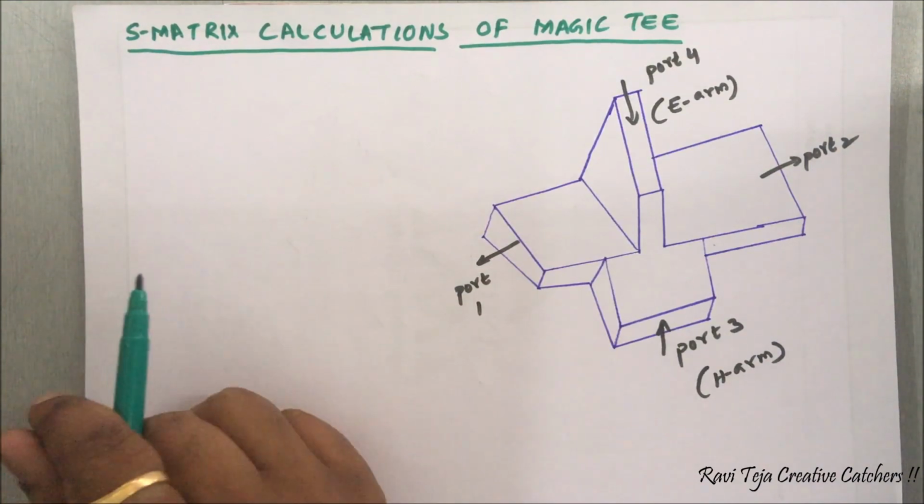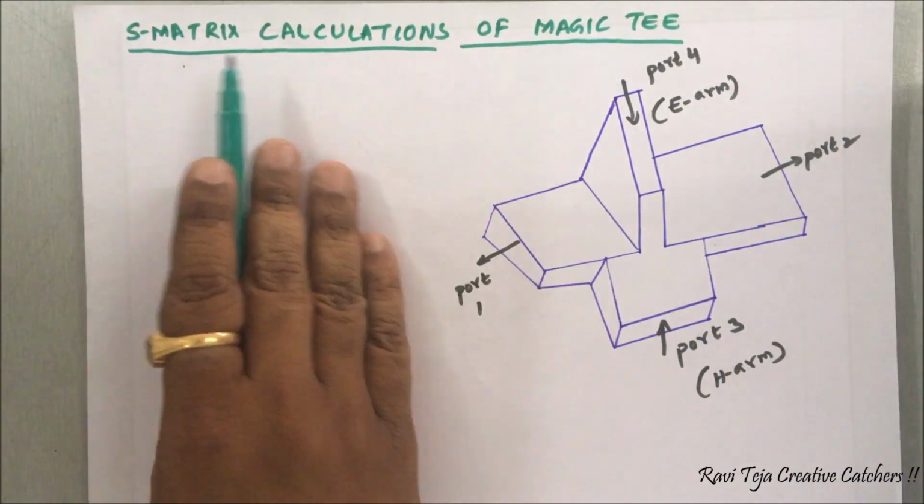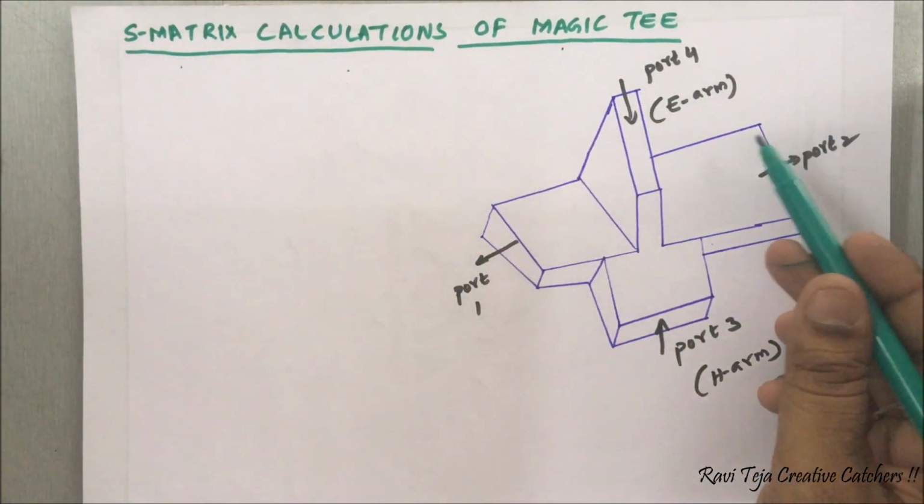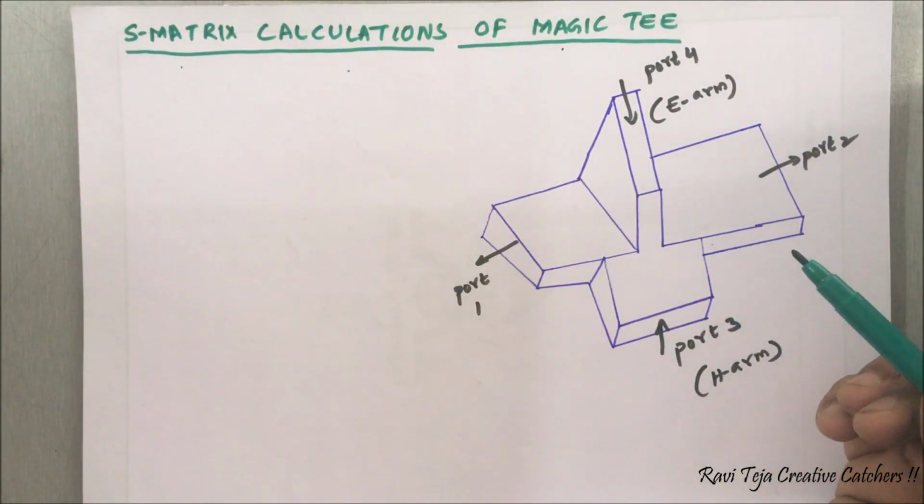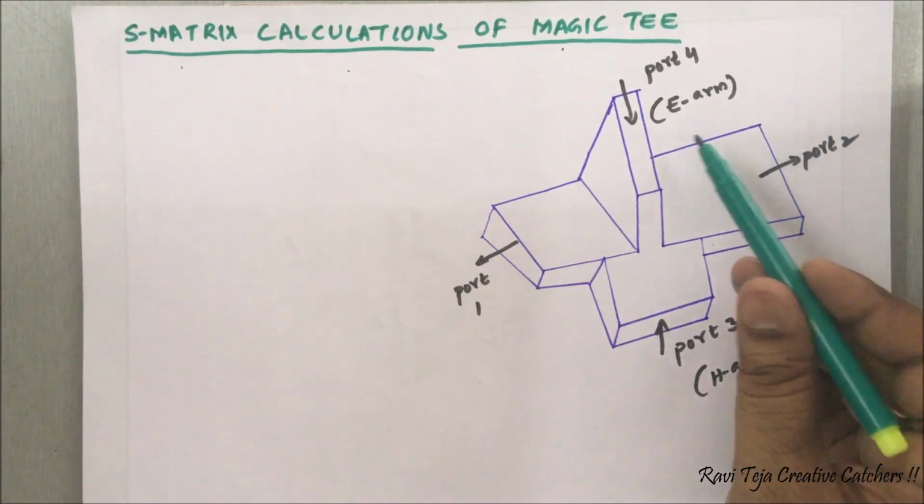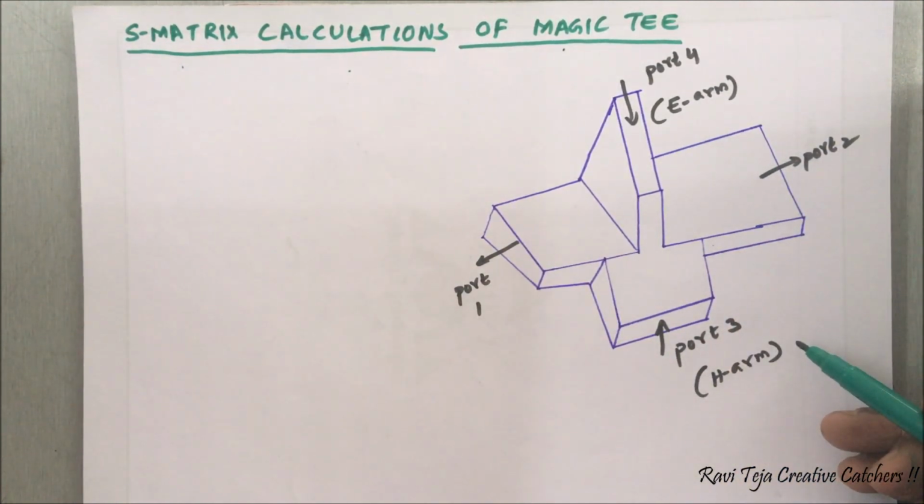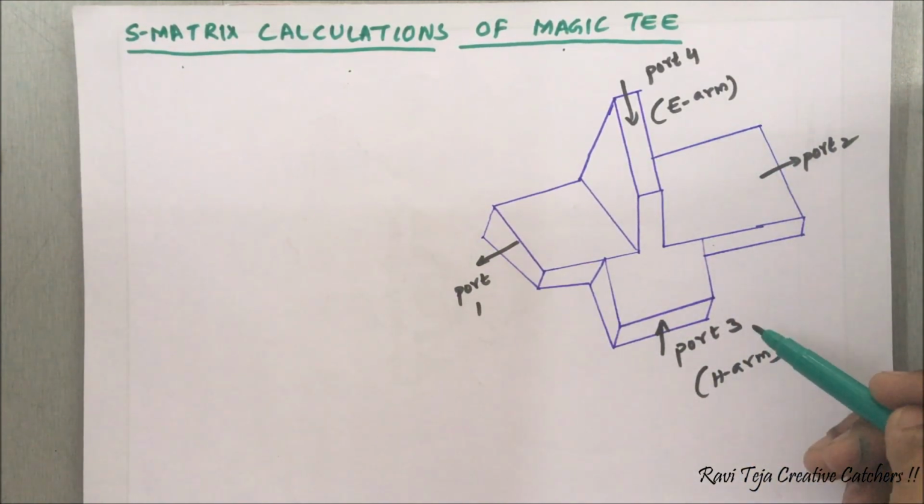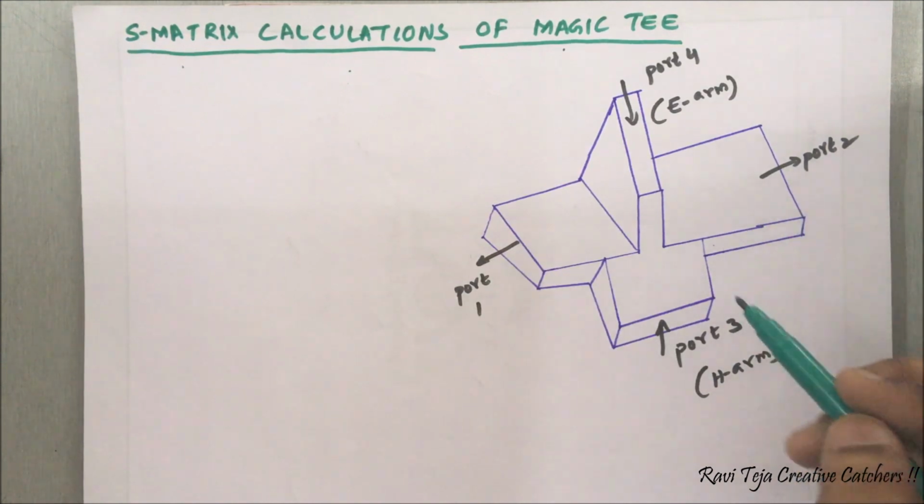In today's class we are going to learn about S matrix calculations of magic T. So this is the diagram of magic T. Magic T is nothing but a combination of E plane T junction as well as H plane T junction. If you see here, when we combine both the T's, E plane T as well as H plane T, we will get 4 ports.